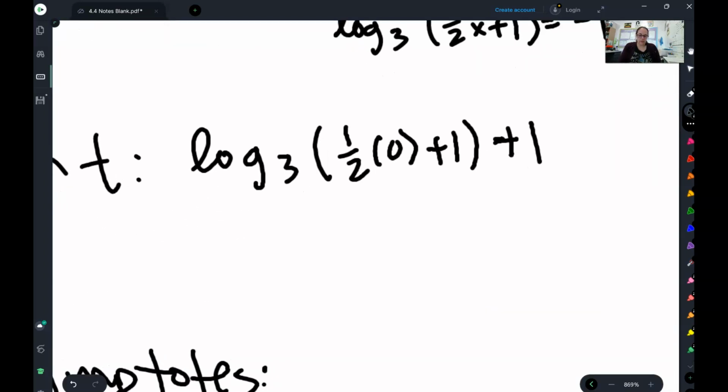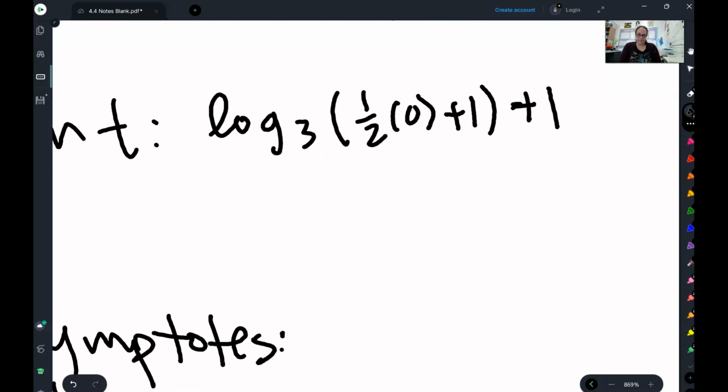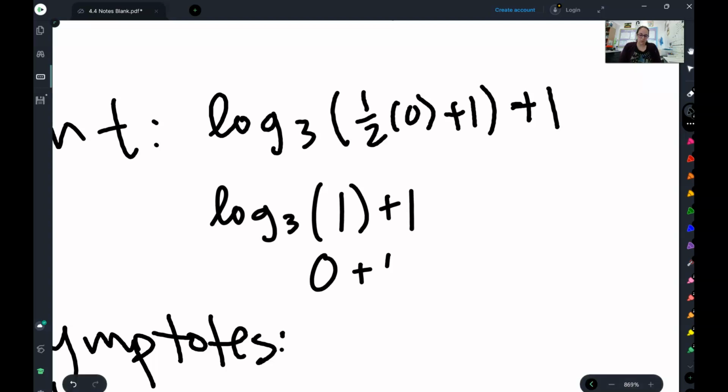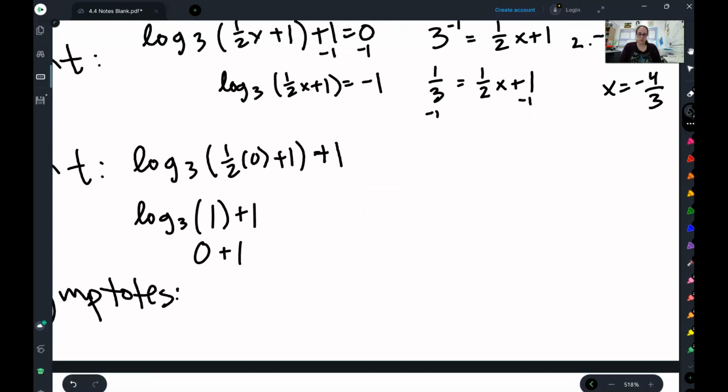Now let's look at our y-intercept. We plug 0 in. So log base 3, 1/2 times 0 is 0, plus 1 is 1. We know that log base 3 of 1 is 0, and 0 plus 1 is 1. So our y-intercept is 0, 1.